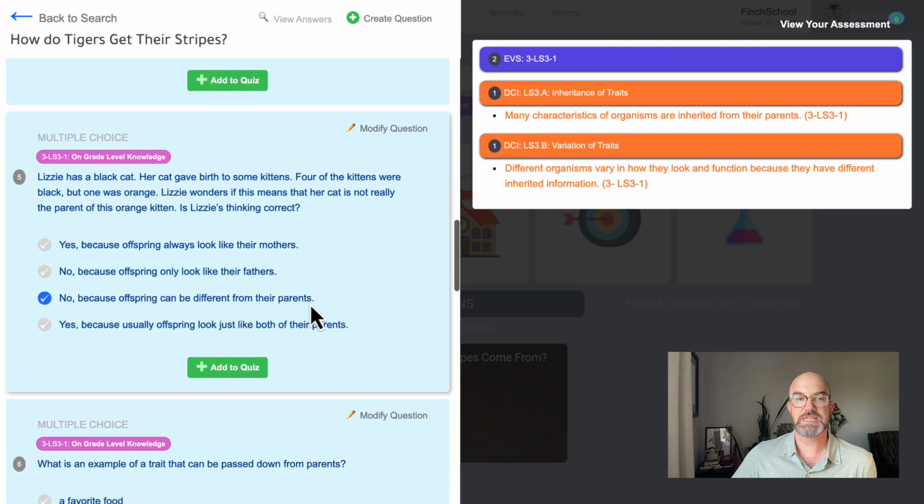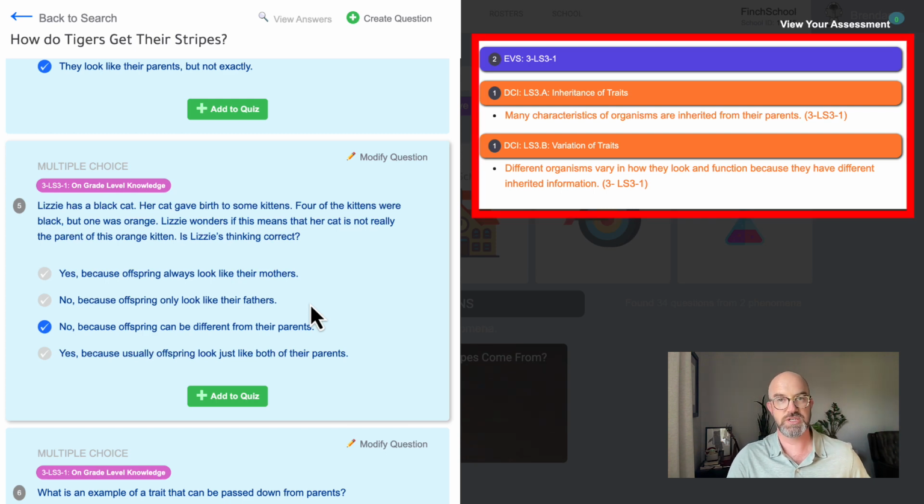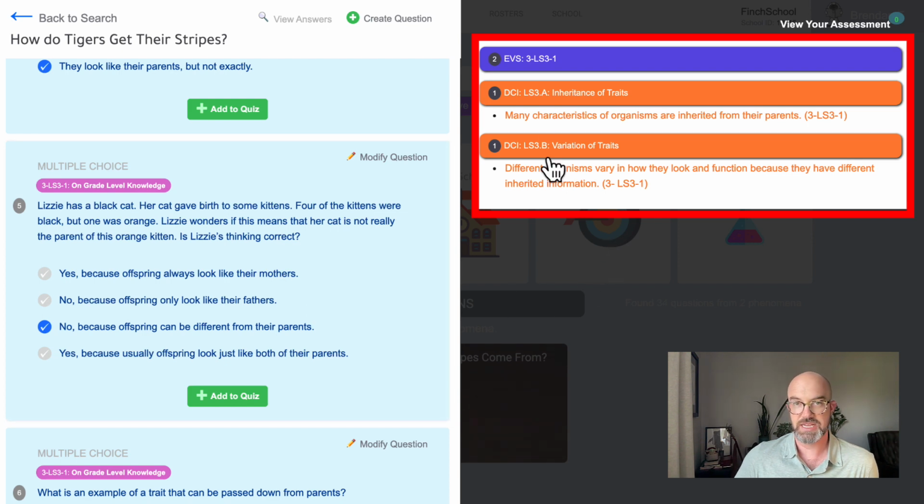Now we'll go down to the next question. These questions we call on grade level knowledge. They are just focused on a single DCI. So do students understand the content at the third grade level? The last question was about prior grade level understanding. And now we want to know, do you know what you need to learn at the third grade level? This question hits both the DCI inheritance of traits and variation of traits.